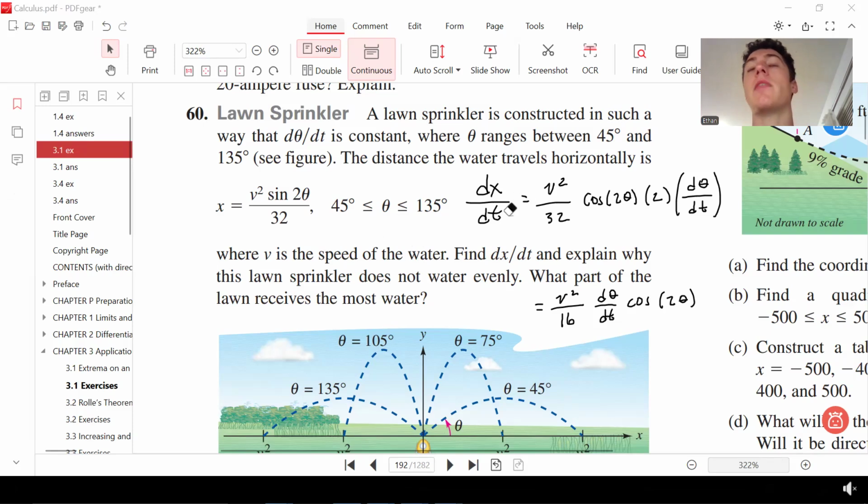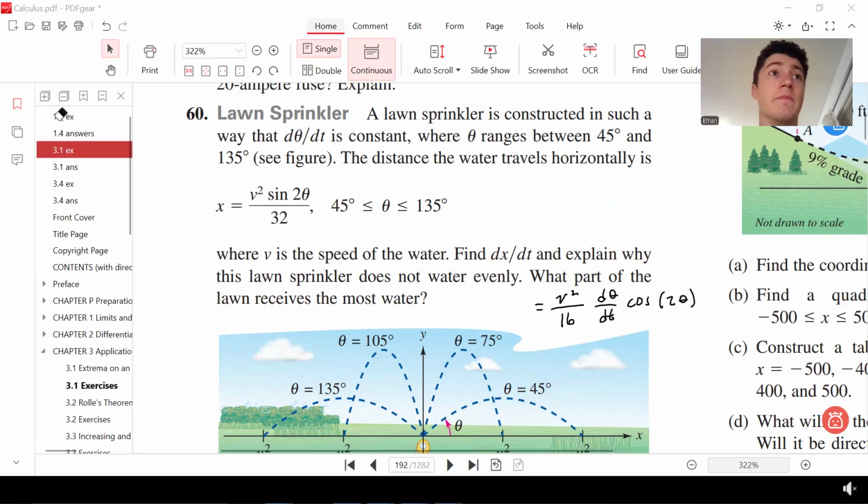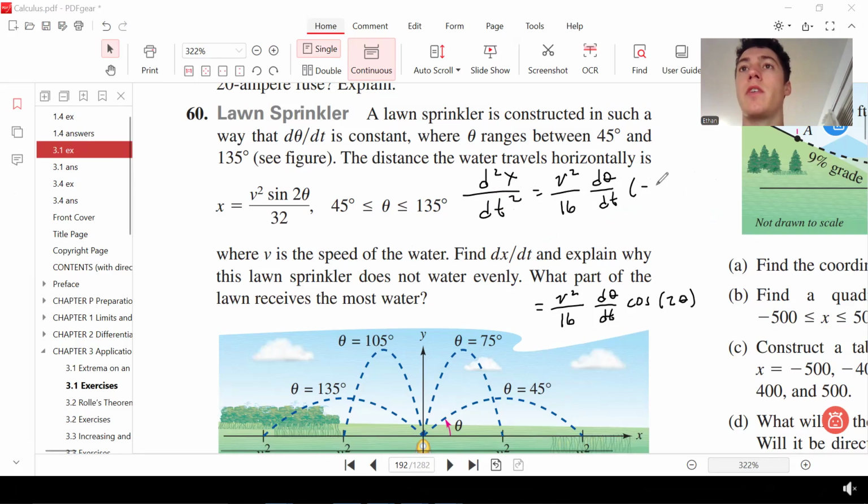So to find the minimum of dx/dt, we find the second derivative, d squared x/dt squared. The second derivative would just keep our constant term in front here. And now the derivative of cosine 2 theta is negative sine of 2 theta, using the chain rule. We get this, and we're just going to simplify.